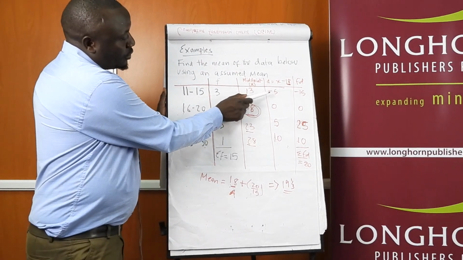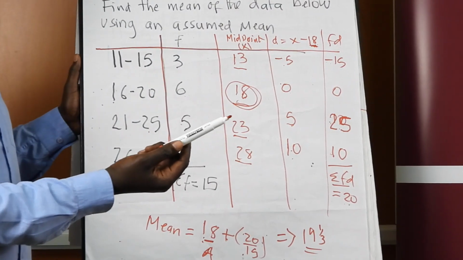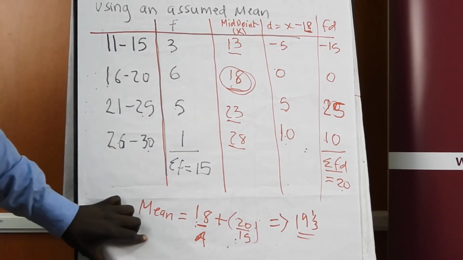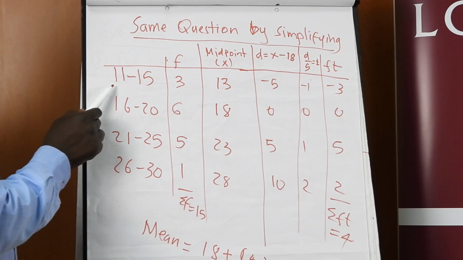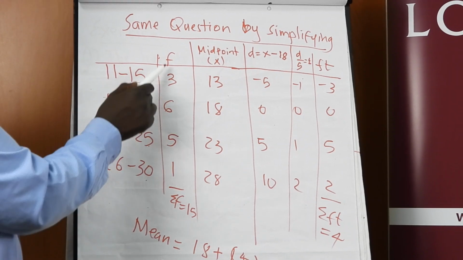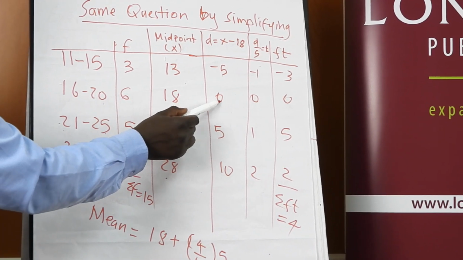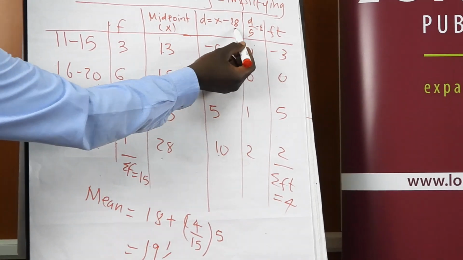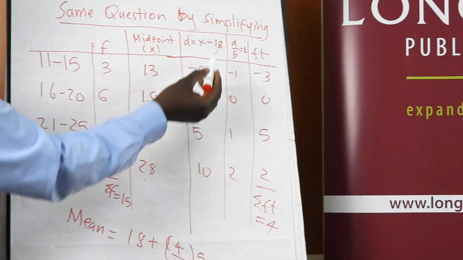Looking at the third column, we have negative 5, 0, 5, 10. All these are divisible by 5. So we can make our process easier by dividing by 5. So the same question: still the same classes, 11 to 15, 16 to 20, 21 to 25, 26 to 30, with the same frequencies. Then the same midpoints. The deviations here were negative 5, 0, 5, and 10, deviations from the assumed mean.